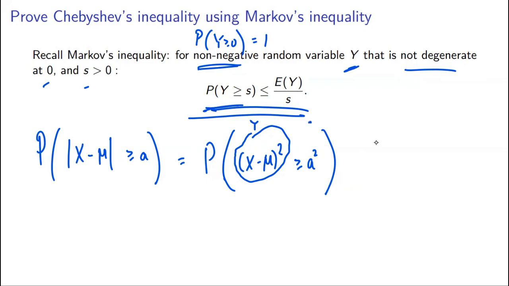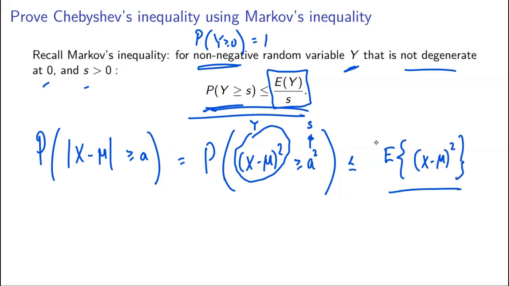And then the constant s, which is greater than 0. Again, a squared is always greater than 0. If a is greater than 0, let's say that is represented by s. If I just apply Markov's inequality, the upper bound is the expected value of y divided by s. So this expression is less than or equal to the expected value of y, which is (x minus mu) squared, divided by s, which in this expression is equal to a squared.